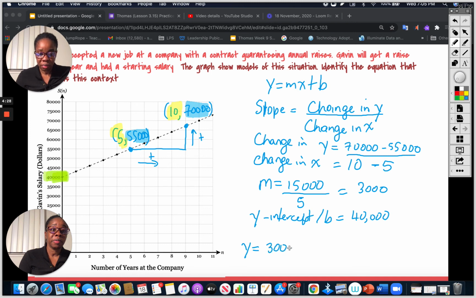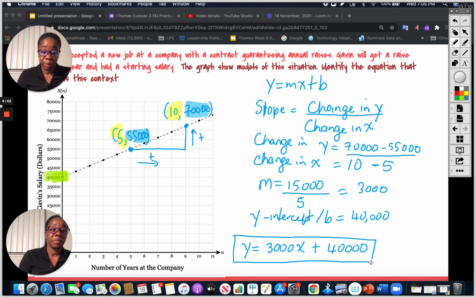So the equation is going to be y equals 3,000x plus 40,000. The 3,000 is going to be his raise per year, and the 40,000 is his starting salary. So the equation is y equals 3,000x plus 40,000.